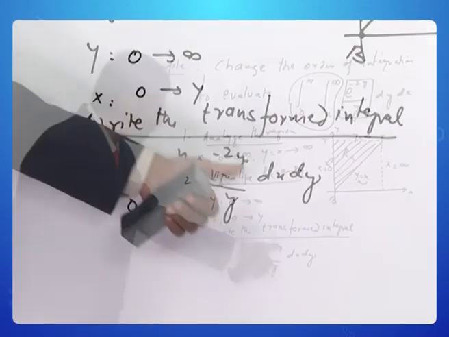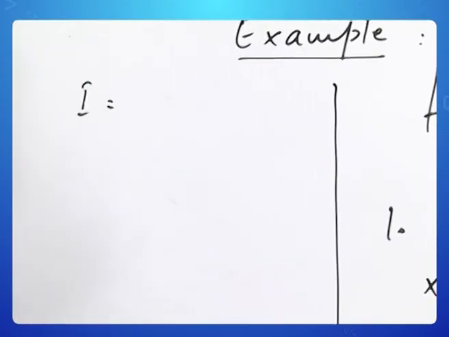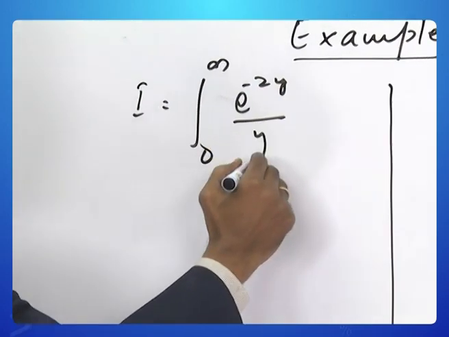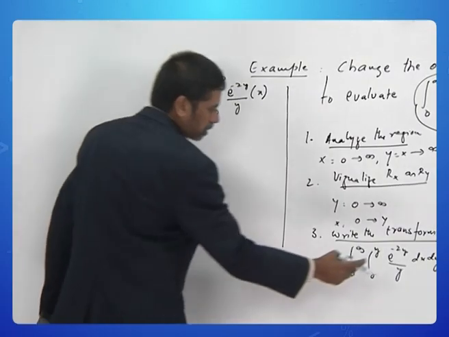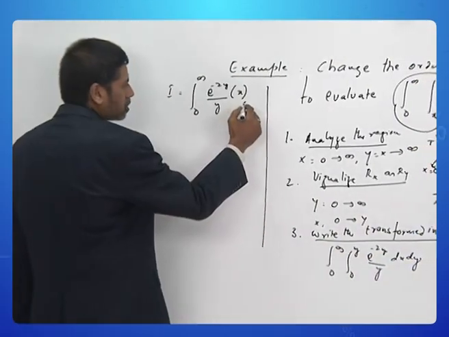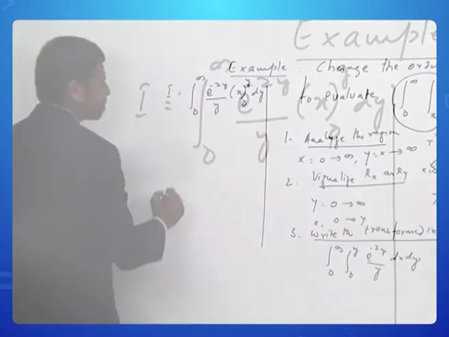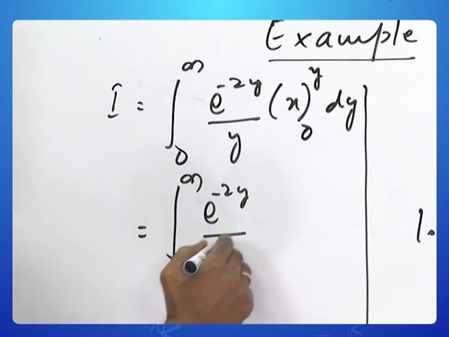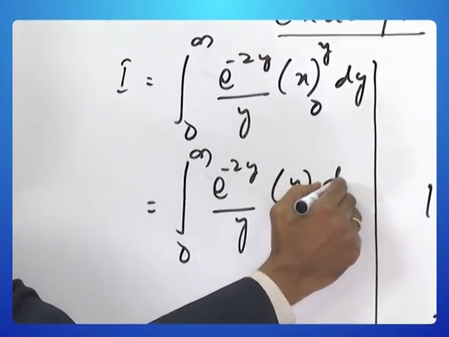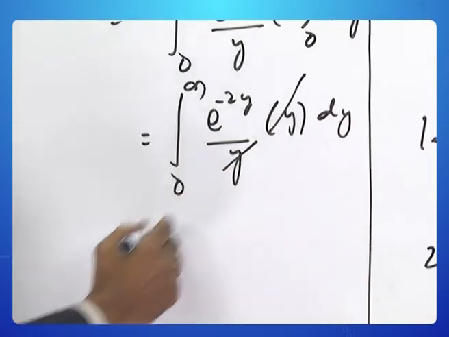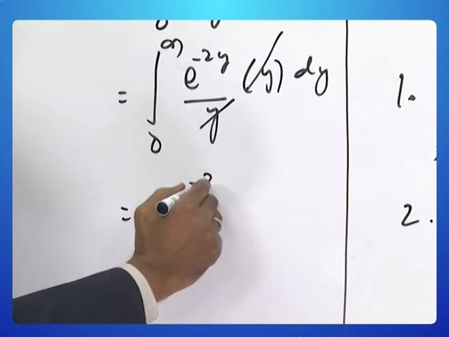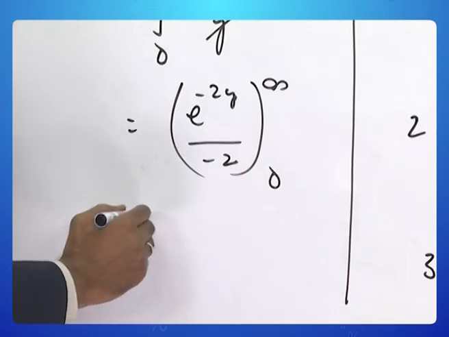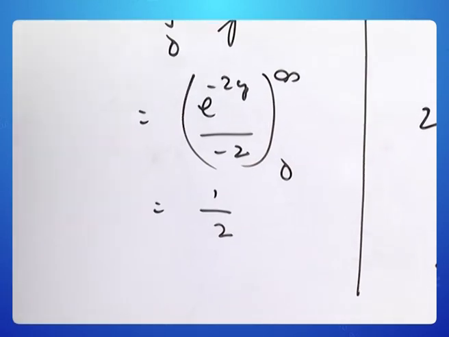So let me show you this evaluation here. I is equal to integral 0 to infinity e power minus 2y by y into x. Integral of dx is x, 0 to y dy. So this will be 0 to infinity e power minus 2y by y into y dy. So this y is gone, and you'll have e power minus 2y by minus 2 from 0 to infinity. So you can easily see the answer will be 1 by 2.